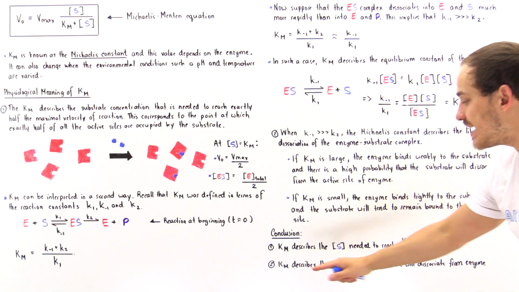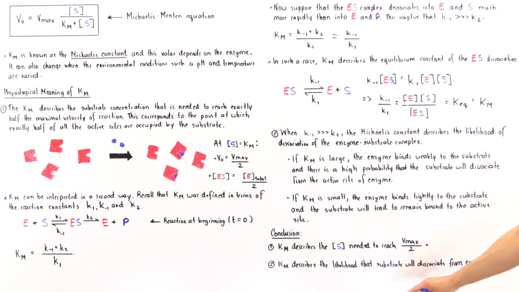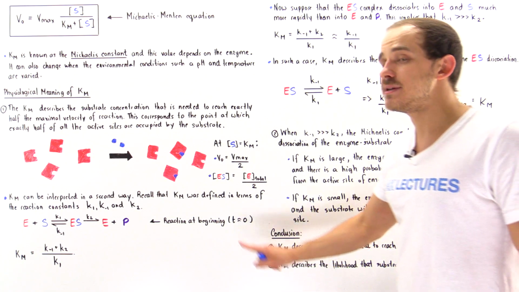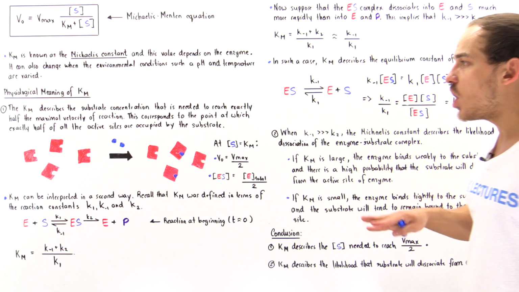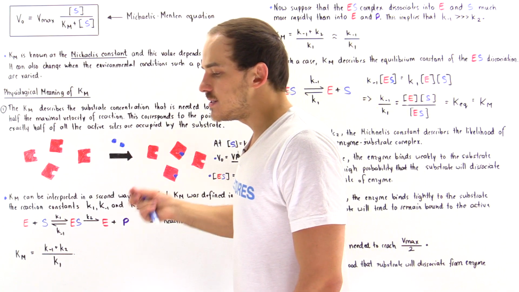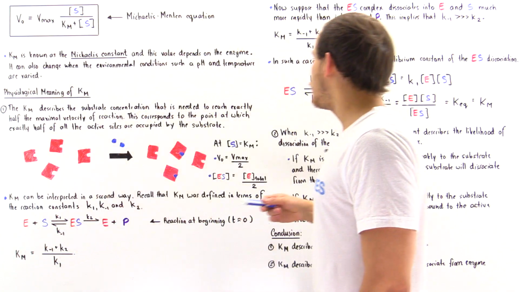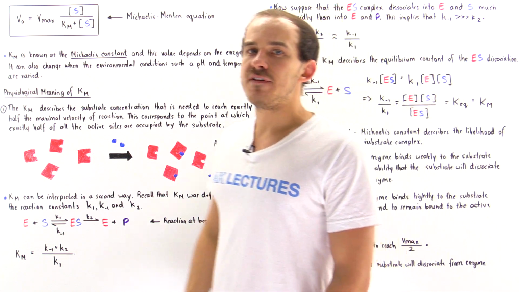So once again, Km describes the likelihood that the substrate will dissociate from the enzyme. If Km is high, it will be likely to dissociate. If the Km is low, it will not be very likely to actually dissociate into that enzyme and that individual substrate.